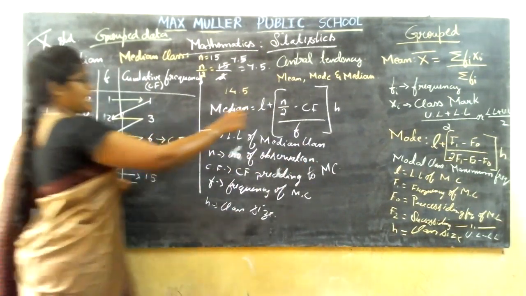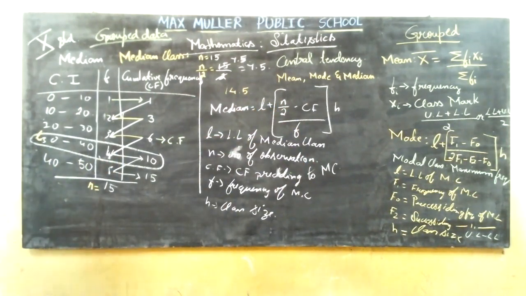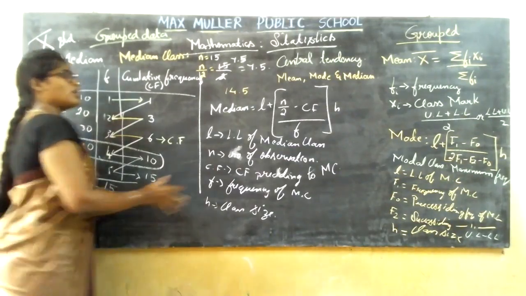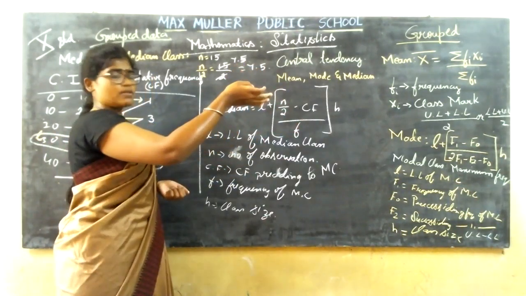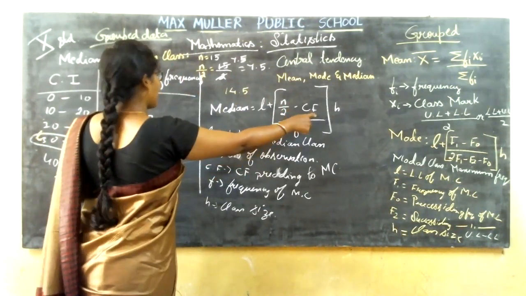Then what is this n? It is the number of observations. I have already denoted n is equal to 15. Now you can write 15 divided by 2, which is the same value, 7.5. You can directly put 7.5. Now what is the next? CF. What is the CF? It is the cumulative frequency.